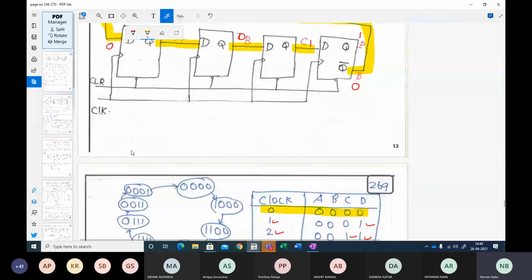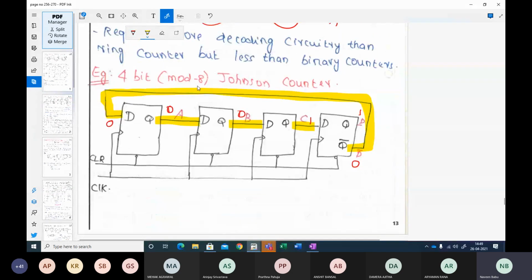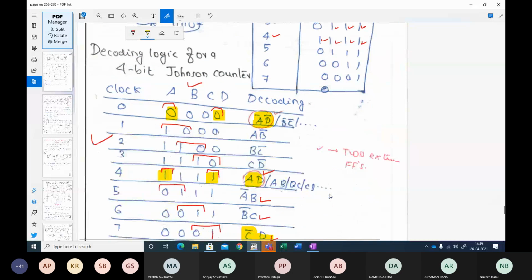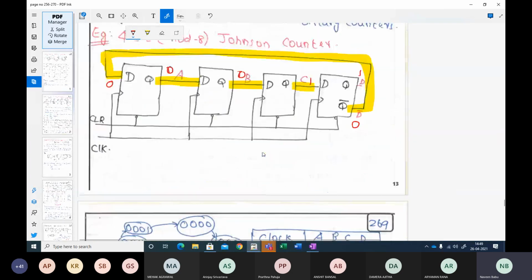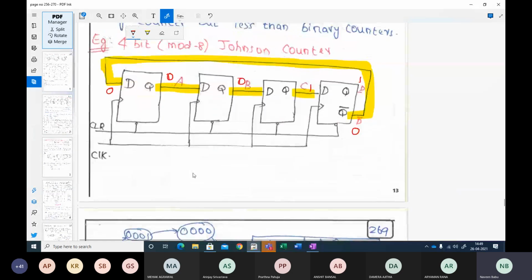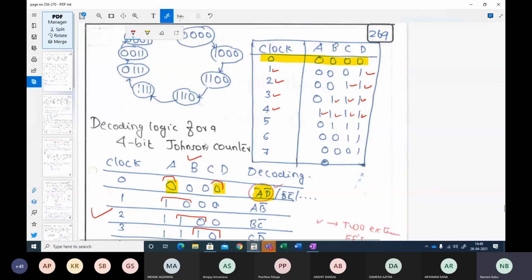If you want to have a mod 6 counter, we want only till mod 6, right? Mod 6 in the sense from 0 to 5 we are going to count here. We have to reset our Johnson counter once we reach 5. So if you implement this A bar B logic, then you can use a counter. Though this is a 4-bit counter, you can count till mod 6 also. So that is the advantage, that is the logic behind these Johnson counters.